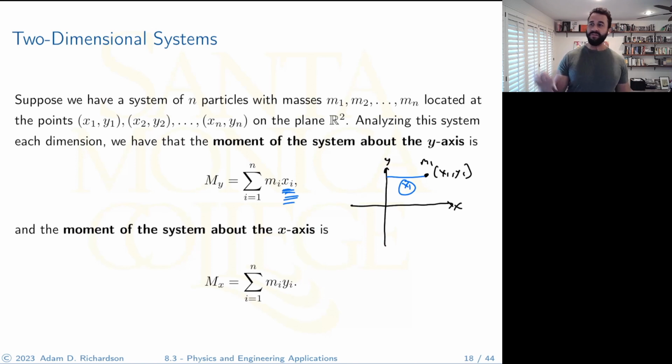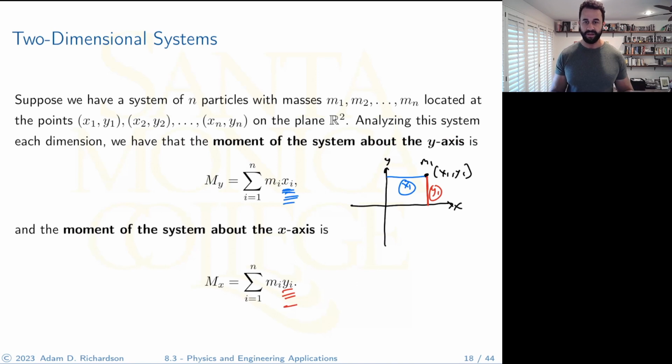Now, for the moment of the system about the x-axis, you're going to be looking at these distances instead, y1, and that's why these are coming in. So the moment depends on which axis you're referring to. Moment of the system about the x-axis, you're going to add up masses times y values. Moment of the system about the y-axis, you're going to add up masses times x values. Think about this picture, and that'll help you remember what the moments are.